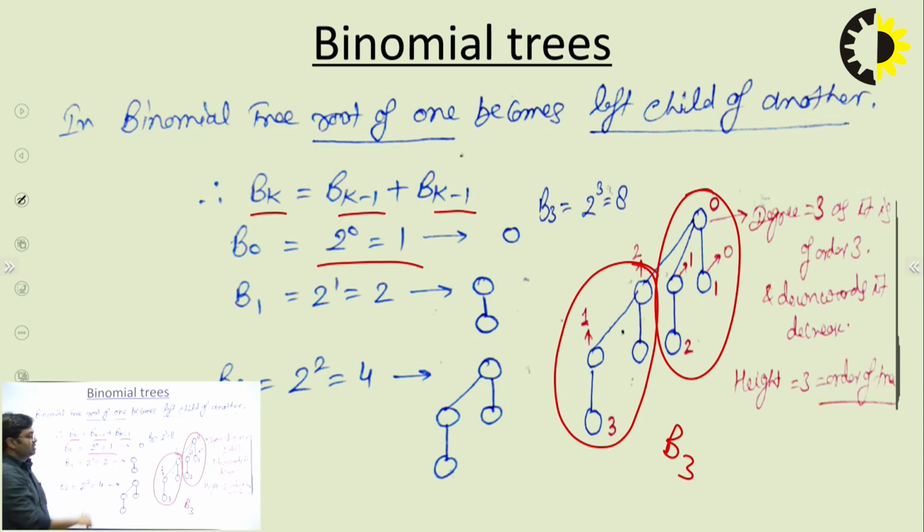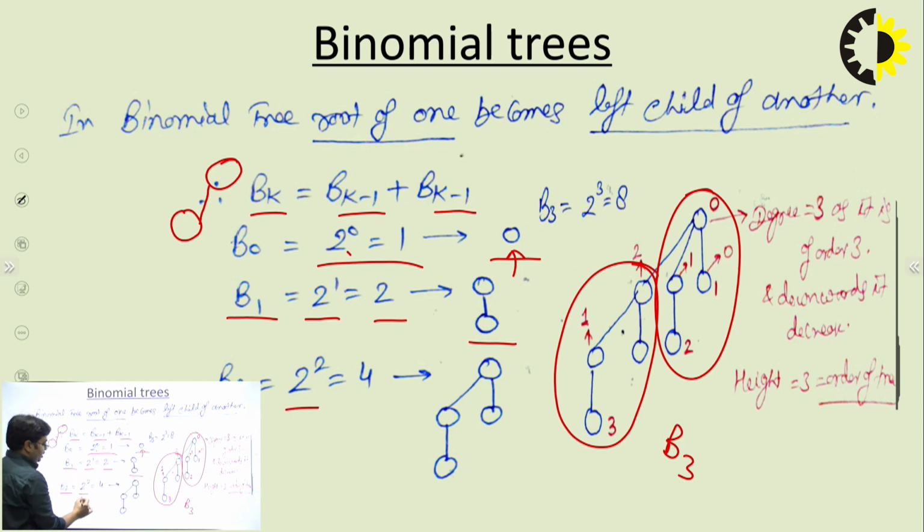B0 again, 2 raised to power 0 is equal to 1, meaning at level 0 we have only one node, as shown here. B1, 2 raised to power 1 is equal to 2, so we have 2 nodes. The first node is this, and the second node is this, which is connected to the previous node as a left child, like this.